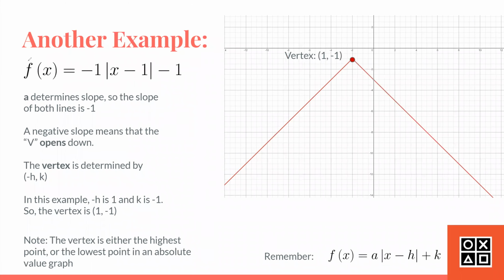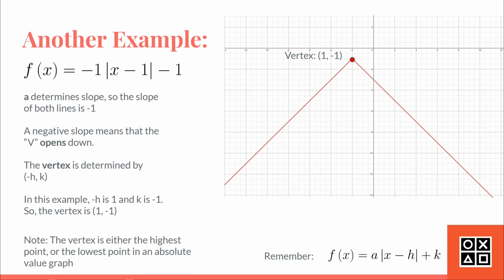Another example, f of x equals negative 1 times absolute value of x minus 1 minus 1. A determines slope, so the slope of both lines is negative 1. A negative slope means that the V opens down. So this is a normal one, but since the slope is negative, it has to open downwards, like as seen in this graph. The vertex is determined by minus h comma k.